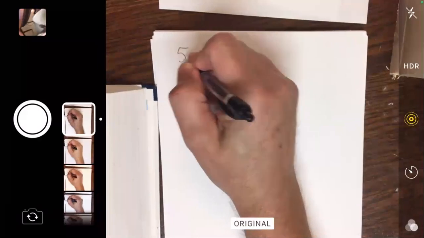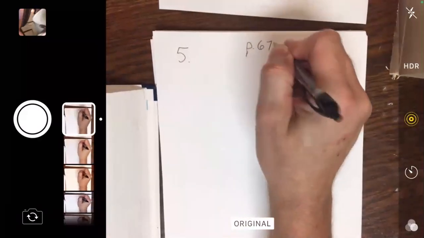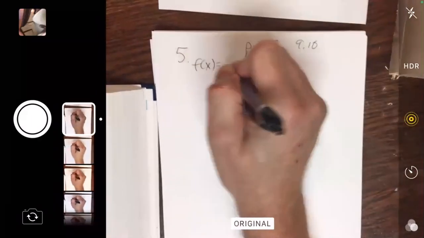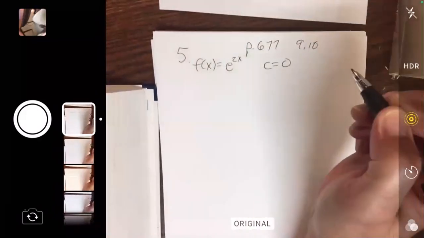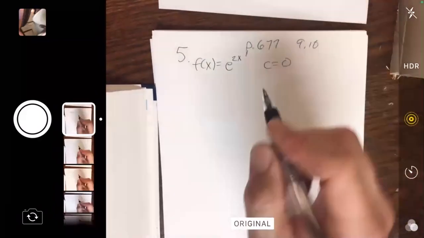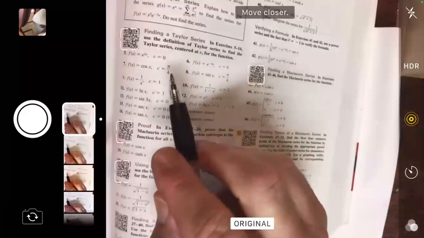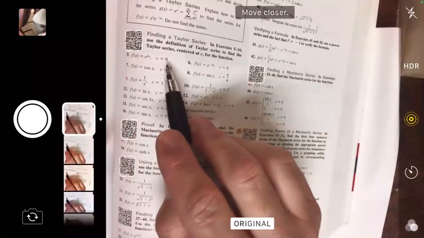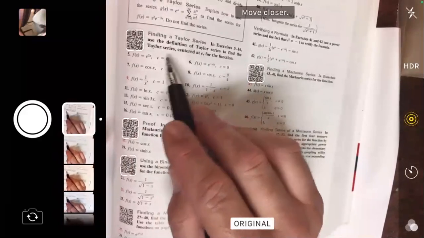I'll show you number 5 the long way. This is off page 677, 9.10. f of x is e to the 2x, c is 0. So notice that they're calling it a Taylor series. That's why Maclaurin would probably get ticked, but he's been dead in the grave for 300 years, so he doesn't care, I guess. But notice generically, they're calling it Taylor.